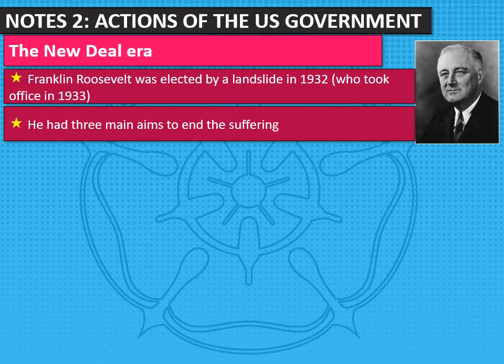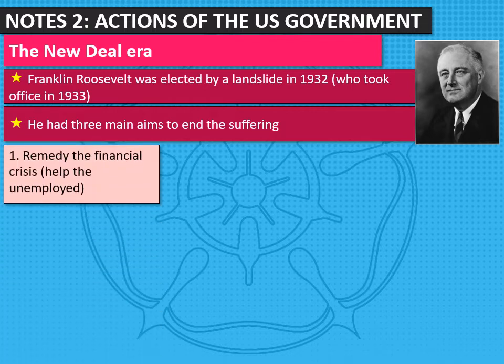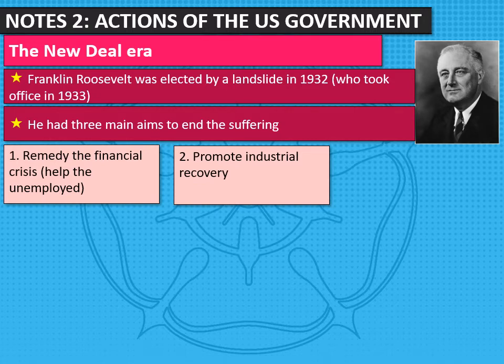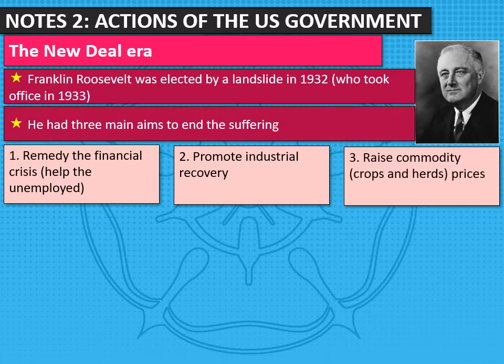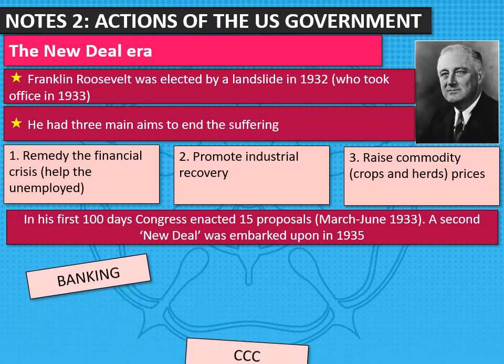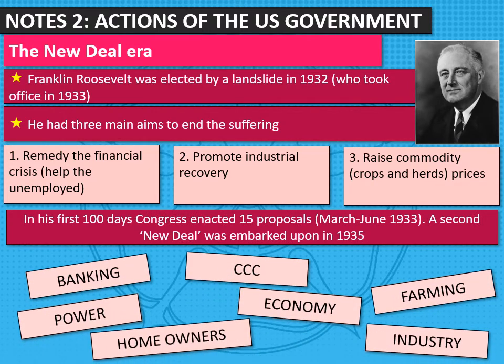He had three main aims to end the suffering caused by the Great Depression. Firstly, he wanted to remedy the financial crisis, particularly by helping the unemployed. He wanted to promote industrial recovery, and he wanted to raise commodity, which we mean crops and herds, and their prices. To do this, therefore, in his first 100 days, he and his Congress enact 15 proposals. These proposals that become laws are the start of the first New Deal period, roughly from March to June 1933. This is a New Deal for Americans to overcome the issues caused by the Great Depression.